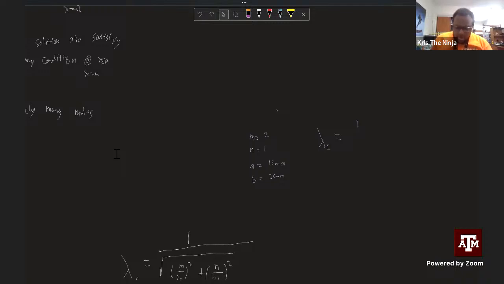But anyway, I digress. So we're going to take the square root of m over 2a, that gets squared, and then you add that with n over 2b, and that gets squared.